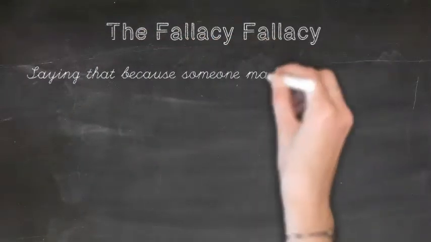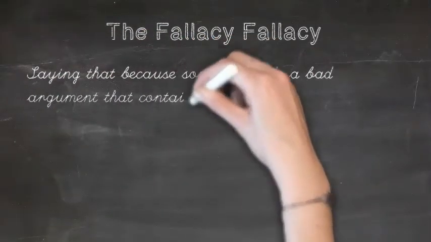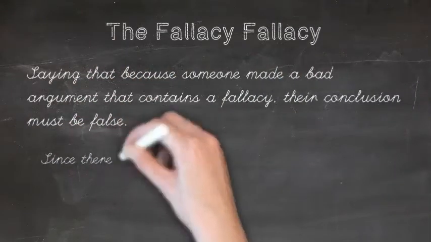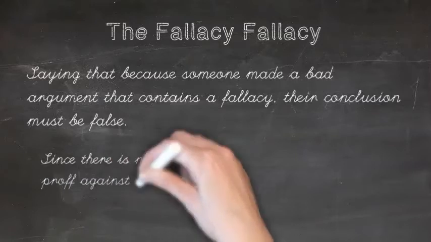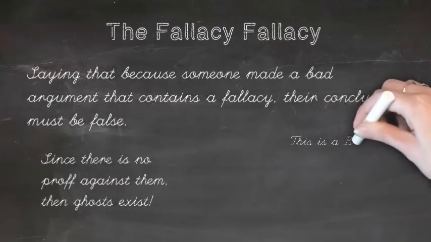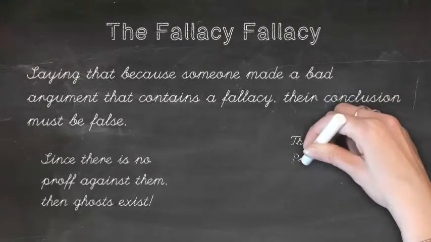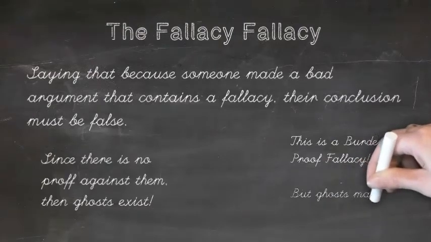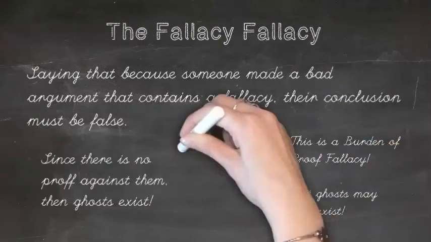The first fallacy we're going to talk about is the fallacy fallacy. Saying that someone made a bad argument that contains a fallacy, if they did that, their conclusion must be false. For instance, since there is no proof against ghosts, then they exist. This is also called a burden of proof fallacy. But ghosts may still exist.